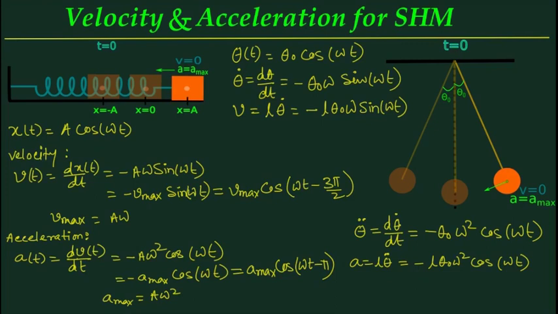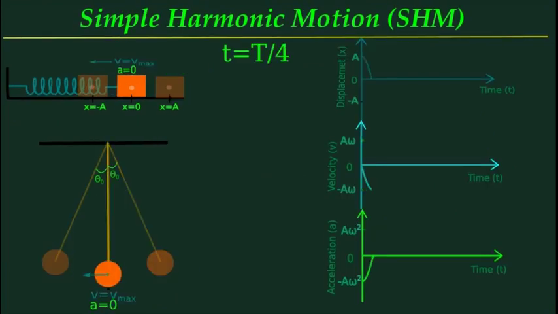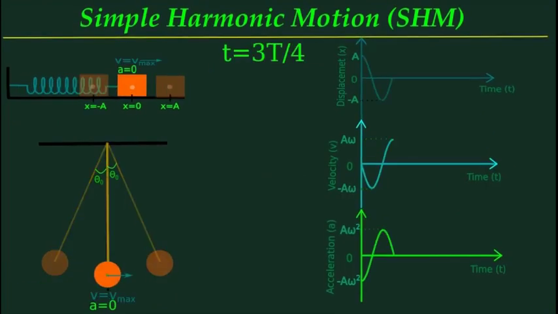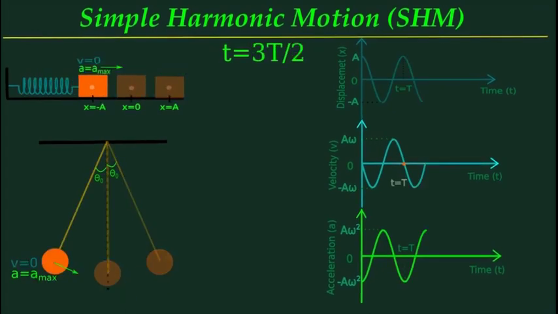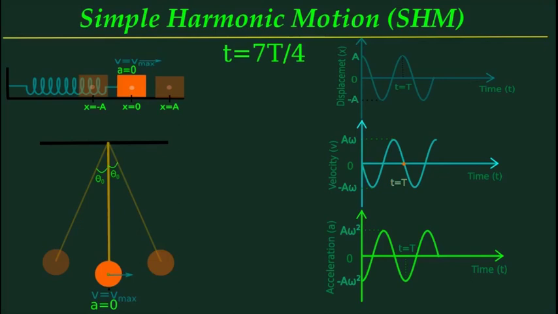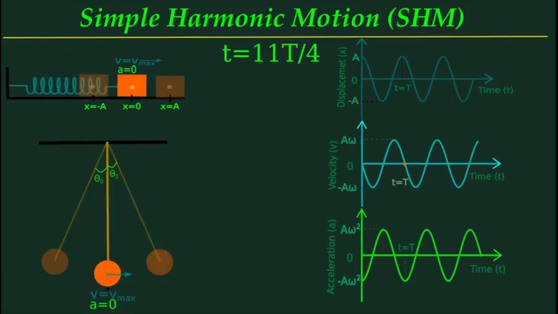Now let's see how the displacement, velocity and acceleration change with time. We can see that the acceleration is always acting towards the equilibrium position, and its magnitude is maximum when the magnitude of the displacement is maximum, and it is zero at equilibrium position. On the other hand, at equilibrium position, velocity will be maximum. We can also see from the graph that the displacement and acceleration are in opposite phase.